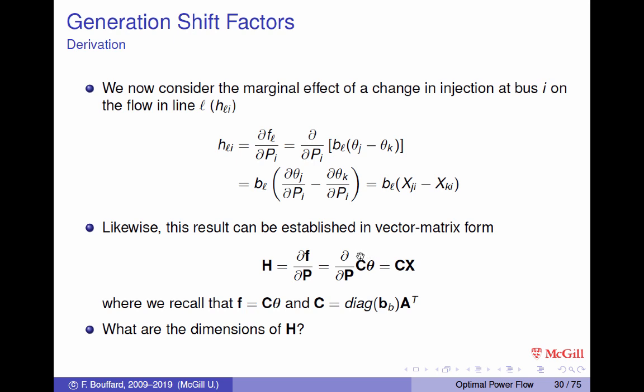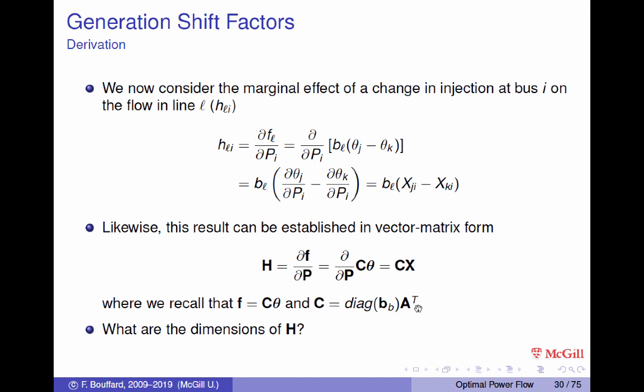So when you look at this, C times theta is the same as having C times X. So effectively, if you have X and you want to find the generation shift factors, we just multiply it by the matrix C. If we remember here, F, the flows in all the lines, is the matrix-vector product of C times theta. And this is where we recall what the definition of C was.